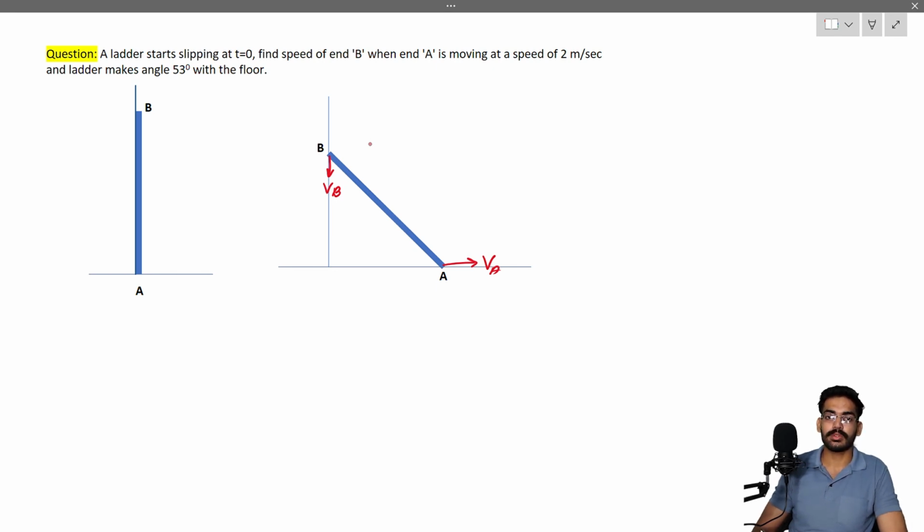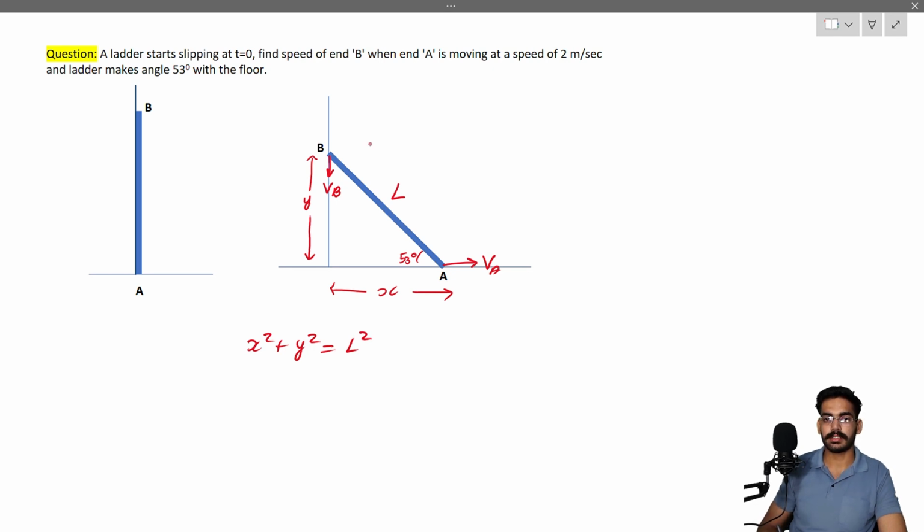Now how to approach this question, we're going to see, where VA is given as 2 meter per second, and at a particular point he asks when the angle is 53, but the angle is also changing continuously. So what can I say, the length of the ladder is constant, right? The length of the ladder is L, and at any particular time I can assume this as Y and this as X. So at any time I can say X square plus Y square is L square, right? This is what I can always write.